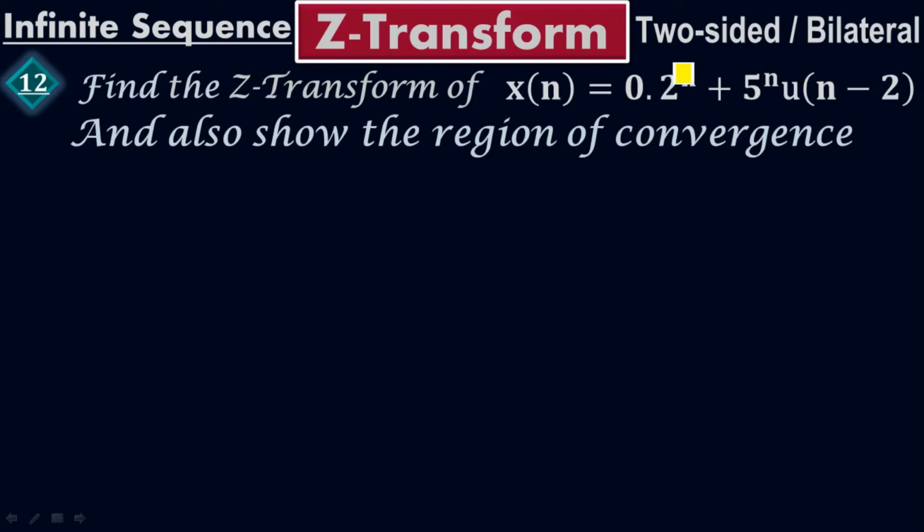So both the sequences are different. Therefore, it comes under the two-sided or bilateral infinite sequence category. The region of convergence will be the annular region or the ring-shaped region. You cannot go for the longer radius.